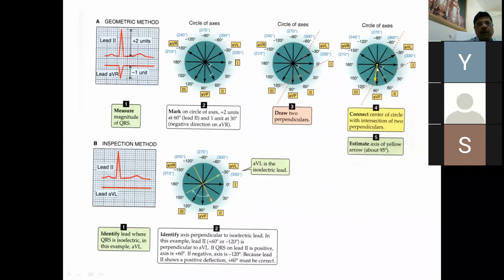What is the normal axis of the heart? It's normal, sir. What is the normal axis of the heart? It can be between -30 to 110 degrees. Yeah, okay. It can be between -30 to plus 110 degrees, is it not? So here it is coming as plus 95 degrees. So this is normal. You understood this method, or you want me to repeat it again?